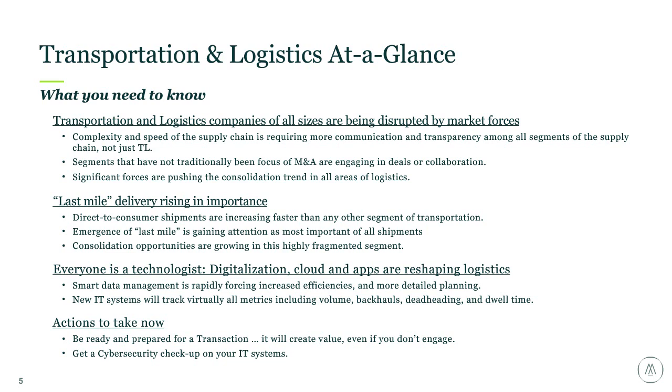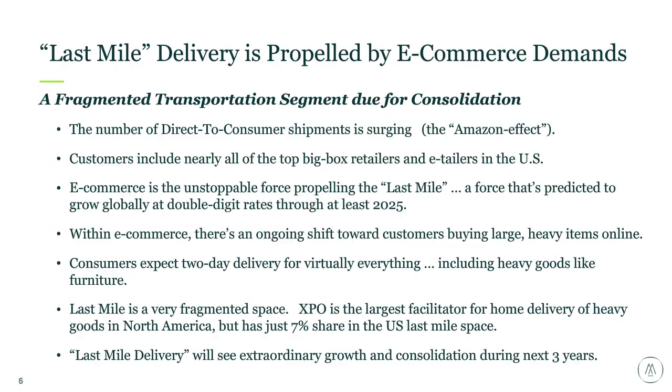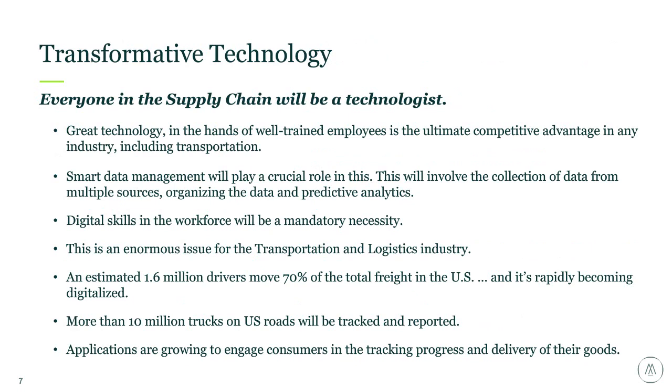So through these examples, you can see that transportation is set up for an awful lot of consolidation, and what this means is disruption. And that's the next thought that we have, is that transportation logistics needs to be thought of as a technology-based business, and everyone in the supply chain will be a technologist. And there's a key takeaway for any industry, but it's particularly true for this one, that great technology in the hands of our well-trained employees is the ultimate competitive advantage. And so when we're thinking of our employees, we have to start thinking in terms of their facility with technology and their ability to make great use of the technology.